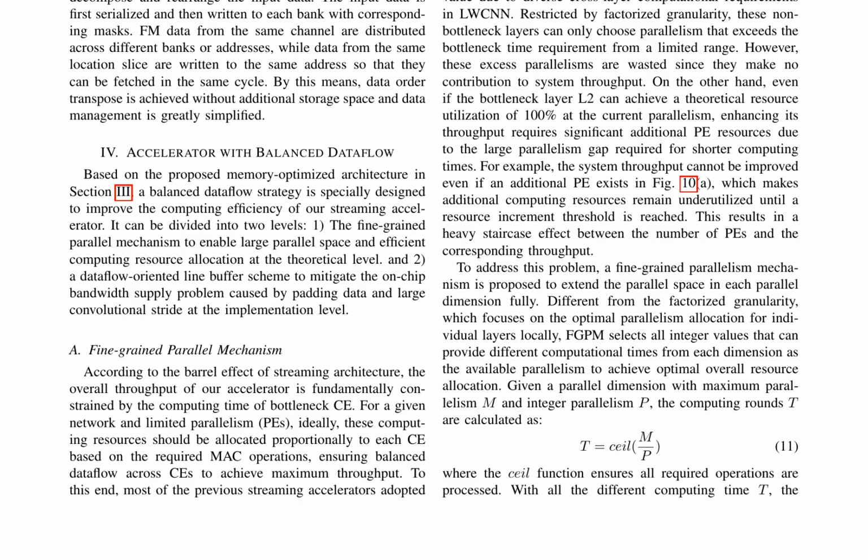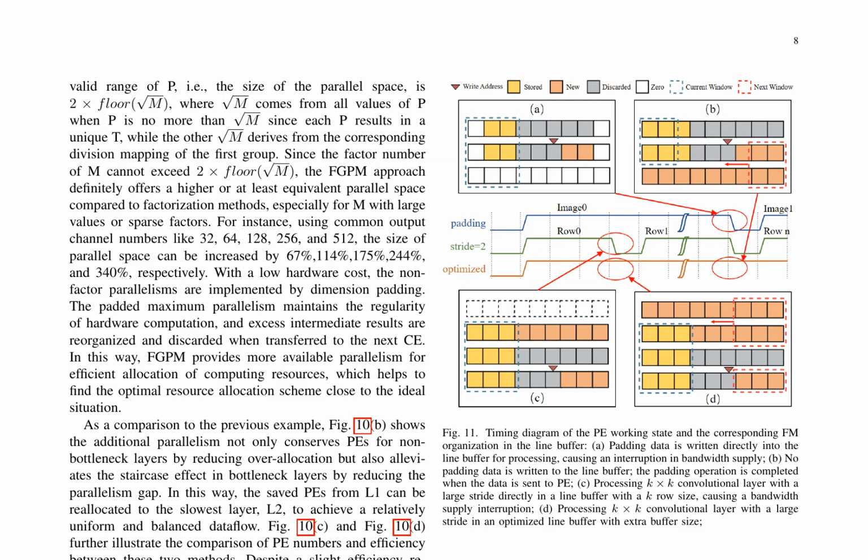The data flow-oriented line buffer scheme addresses data congestion issues caused by inefficient padding implementation and a mismatch between buffer organization and convolutional stride. Instead of writing padding data directly into the line buffer, the padding operation is performed by the address controller within the CE while pixels are sent to the PE array. This approach prevents data congestion in upstream data and increases input bandwidth indirectly, eliminating window bubbles during image switching.